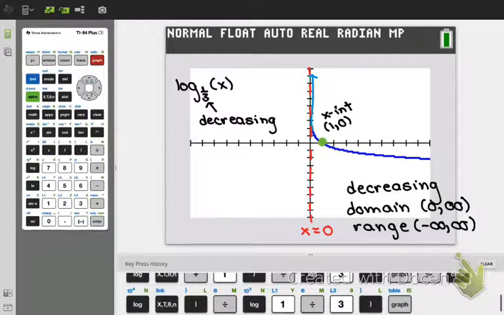So, are you seeing the connection here too with exponential functions? Remember with exponential functions, a to the x, when a was greater than 1, it was increasing. When a was less than 1, it was decreasing. Same's going to be true for logarithmic graphs. When I had log base 3 of x, my graph was increasing. But log base 1/3 of x, now my graph's going to be decreasing. So that base plays a part in whether it's increasing or decreasing there.